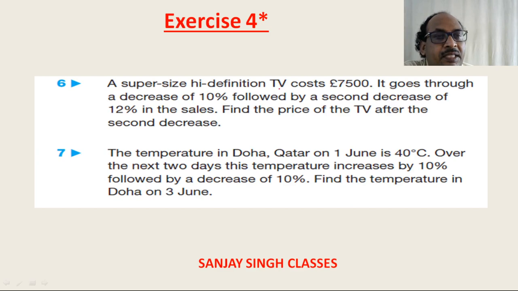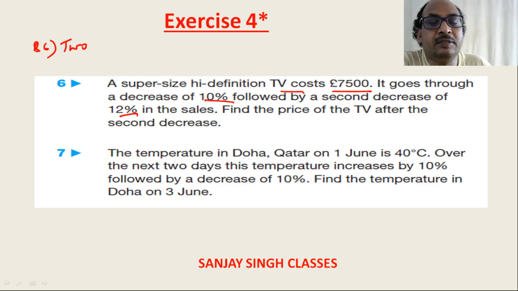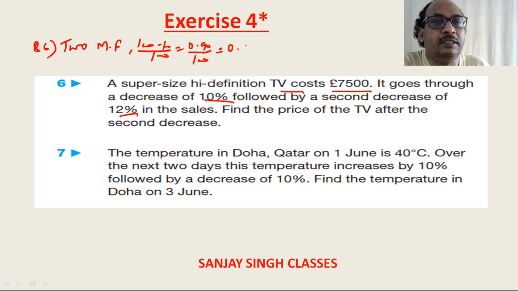Now a super size high definition TV costs 7,500 pounds. It goes through a decrease of 10% followed by a second decrease of 12% in the sales. Find the price of the TV after the second decrease. Okay, so question number 6, let me solve here. Again, two multiplying factors. One is 100 minus 10 by 100, it is 90 by 100, that is 0.90. Another multiplying factor is 12 by 100 decrease, so that is 0.88.